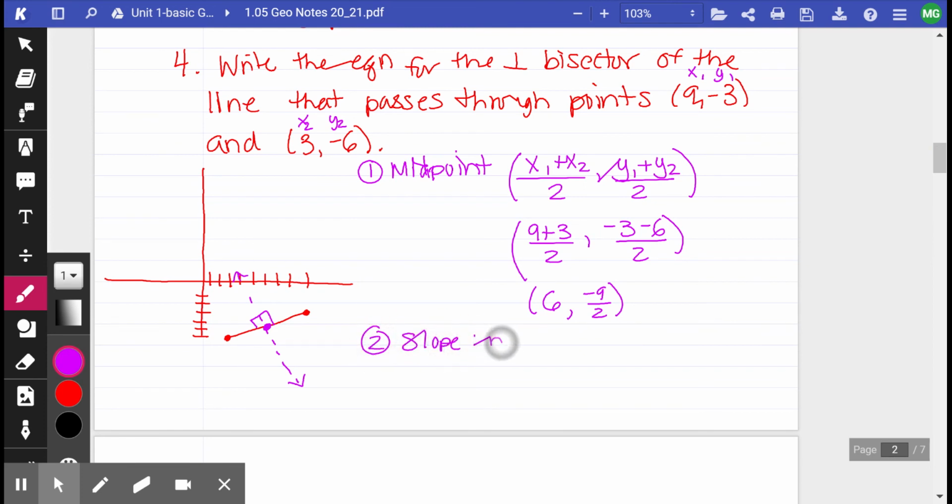So our slope formula, m stands for slope, is change in y over change in x, or y sub 2 minus y sub 1 over x sub 2 minus x sub 1. So if I take negative 3 minus negative 6 over, and I switched it here. Again, it doesn't matter as long as you're consistent. So if I took the negative 3 first, then I have to take the 9 first. So we have negative 3 plus 6, or 6 minus 3 is 3, and 9 minus 3 is 6. So that gives me 1/2.